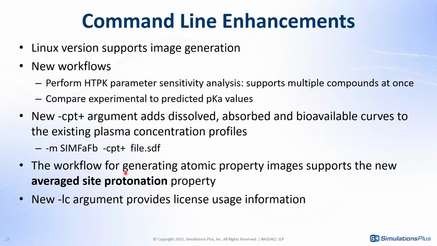We've had a workflow for generating atomic property images, and that now supports the new average site protonation. So this is protonation at user-specified pH that we talked about on a previous slide. That's now supported. And then several clients have asked us to provide a way to check license usage from the command line. It's something you can do from the graphical interface, but hasn't been available from the command line. This lets you see, is there a metabolism license currently available, or is someone using it, for example?